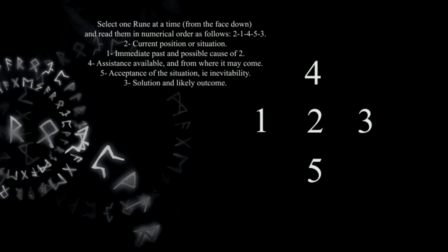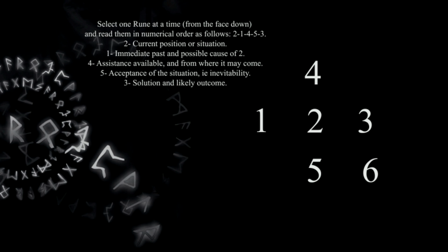2 is the current position or situation. 1 is the immediate past or possible cause of 2. 4. Assistance available and from where it may come. 5. Acceptance of the situation. 3. Solution and likely outcome.